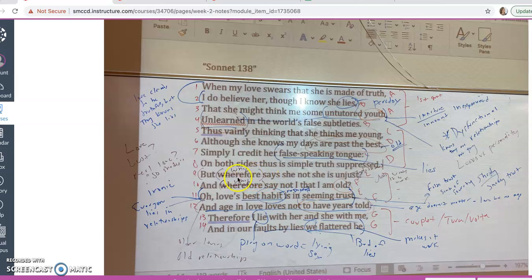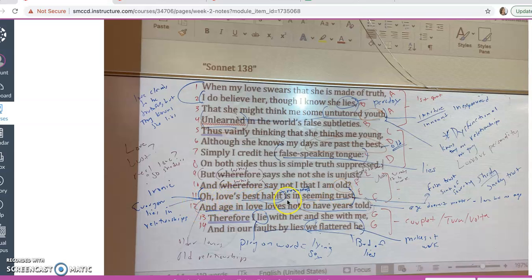Going back. Okay, so as you saw in class, we kind of put the "why" in there already. So, "But why says she not she is unjust? And why say not that I am old?" So here he's saying, why is she saying that she's not a liar? And why am I not admitting that I'm old, right? And here we get into something interesting.